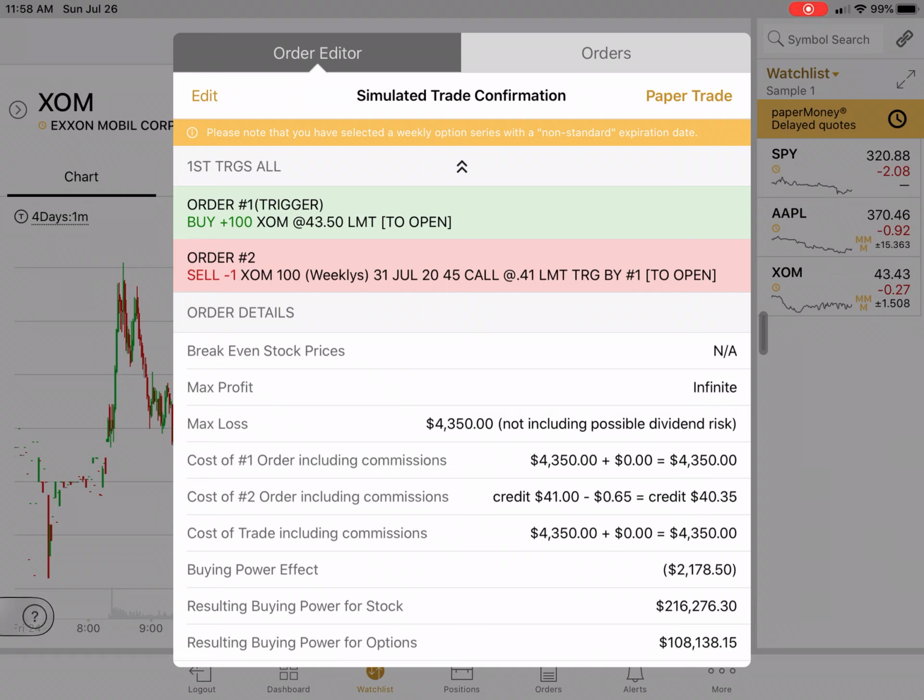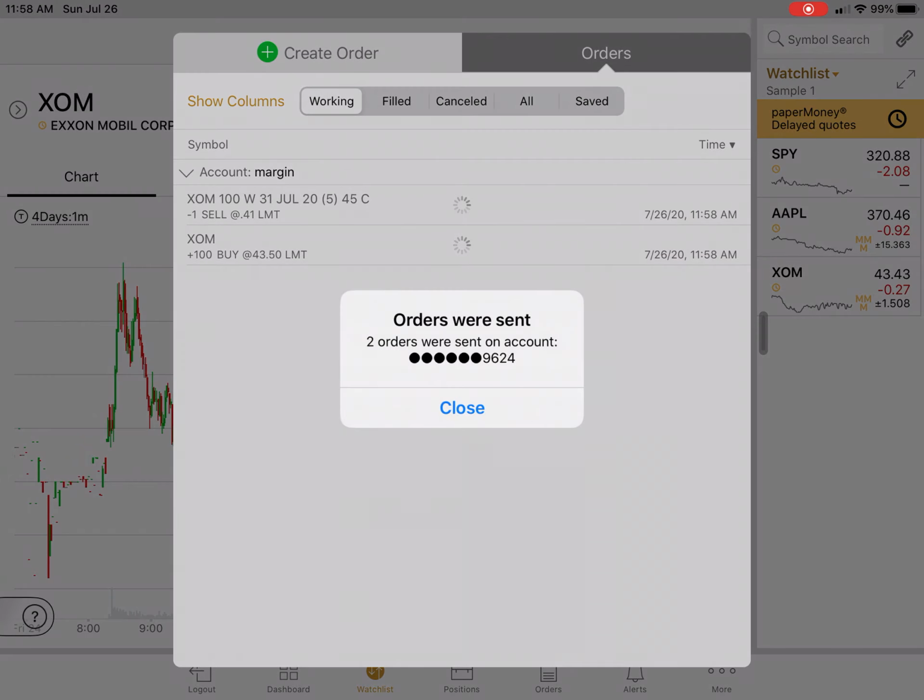So if this happens, we're buying Exxon at 43.50, and then hopefully come Friday we're going to sell this at 45, and we're going to have a $1.50 of a profit per share. And because of the premium that we are collecting, that's the 41 cents right now, minus the commissions, we're going to be collecting $40.35. So hopefully we're going to make about $190 of a profit if all goes well. So if I were to tap on paper trade, orders were sent. Well, it's a Sunday, so they won't go through.